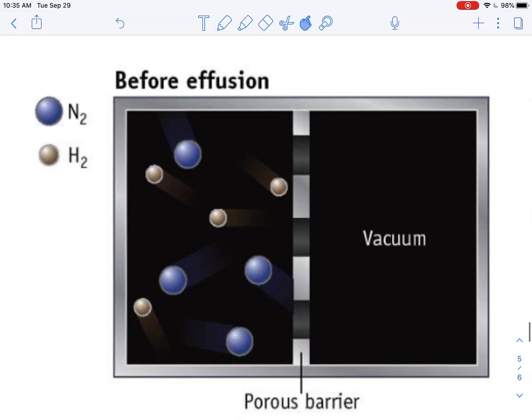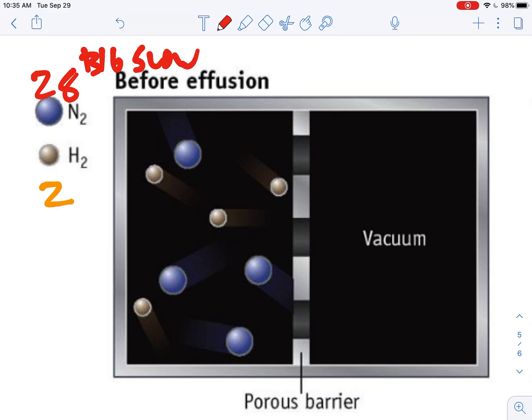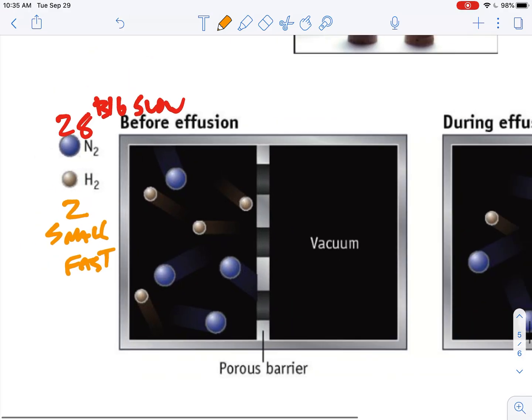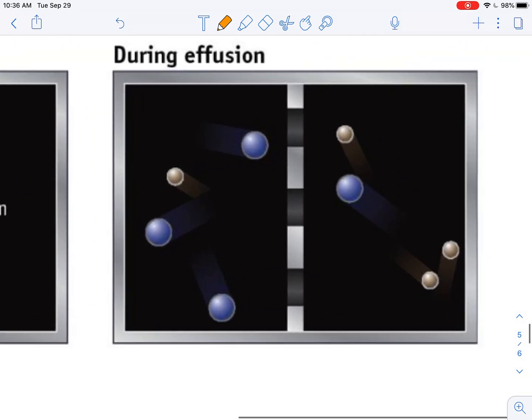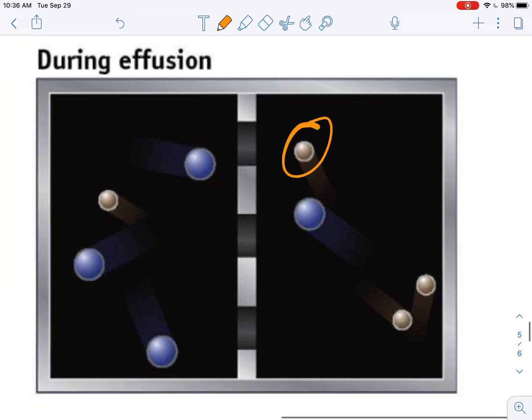Same idea here. If you put in nitrogen and hydrogen into a porous barrier, and these particles are allowed to diffuse or effuse through that barrier, right? Effuse. Diffuse is through air, effuse is through a semi-permeable membrane. Hydrogen has a mass of 2, nitrogen has a mass of 28. So nitrogen is going to be big and slow, whereas hydrogen is going to be small and fast. And so, which one of those is going to get through the barrier easier and faster? Well, it's clear that the little one over here is going to be easier to get through.